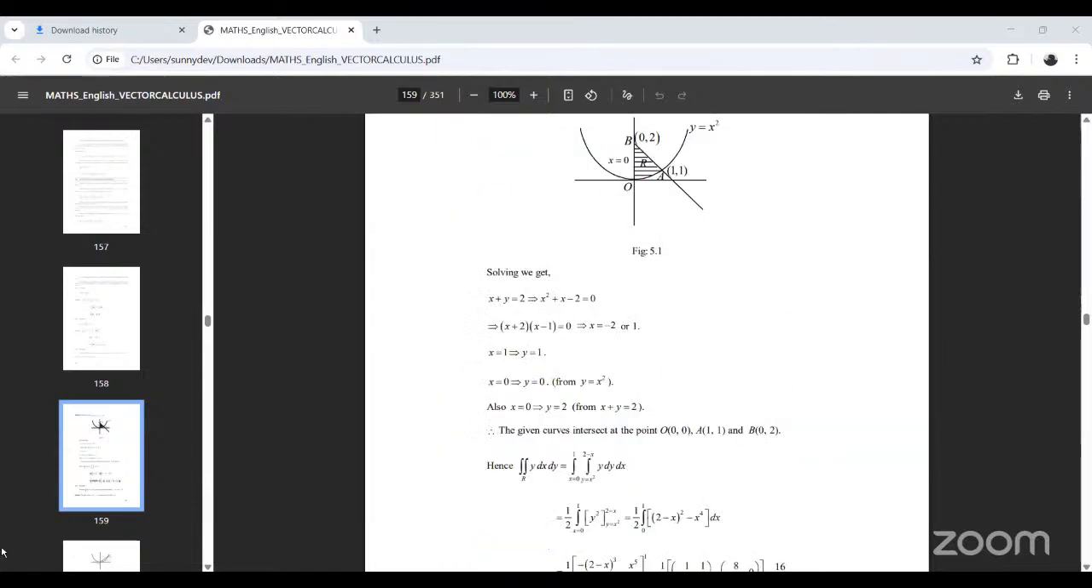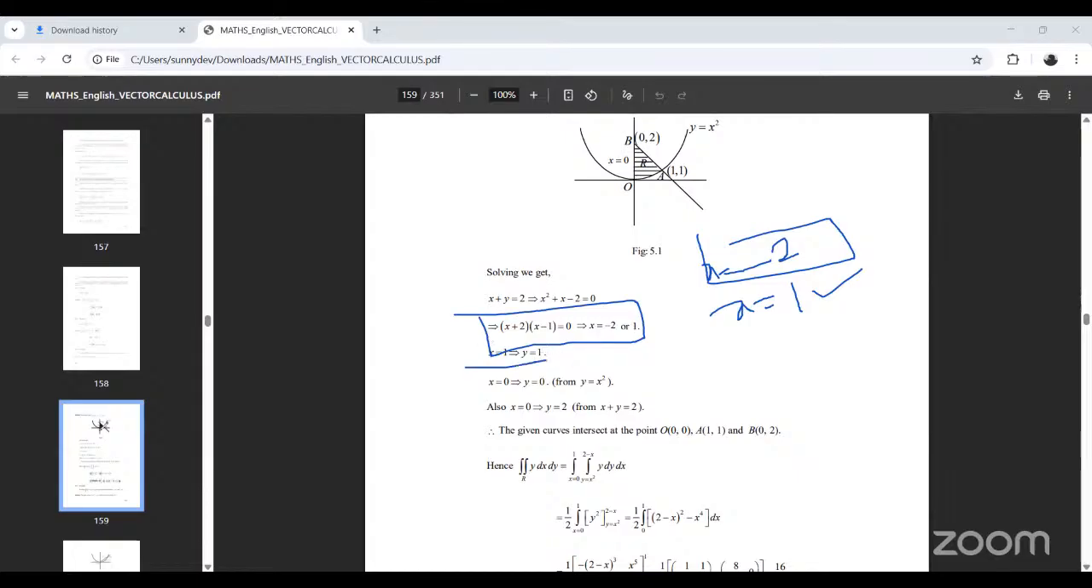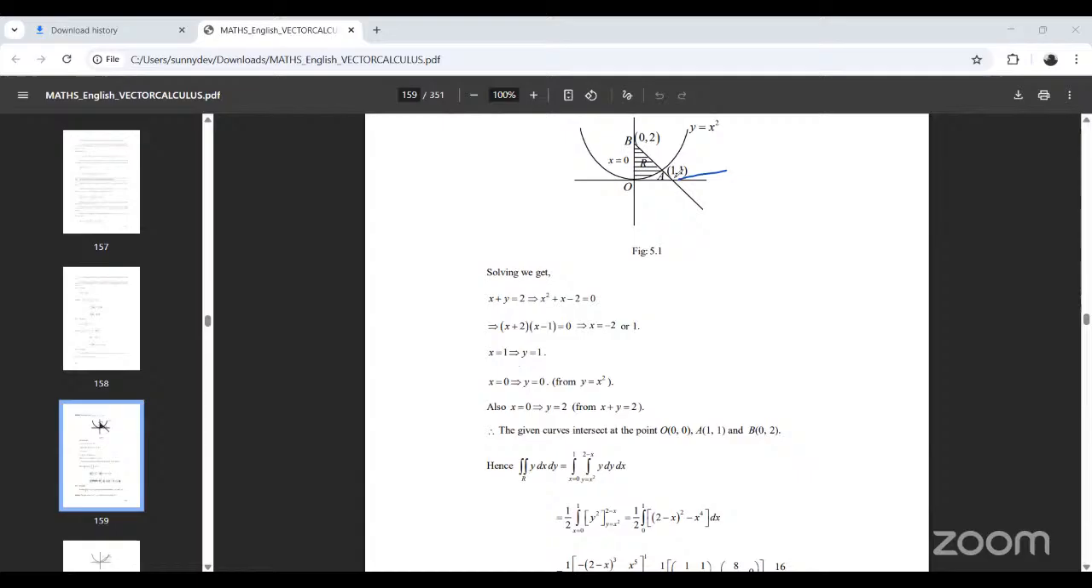Now see this. Here we got two values: x equal to minus 2 and x equal to 1. But they mentioned the first quadrant, and in the first quadrant x and y are positive. So we are not taking x equal to minus 2. We are taking x equal to 1, then y equal to 1. So here we got x equal to 1 and y equal to 1.